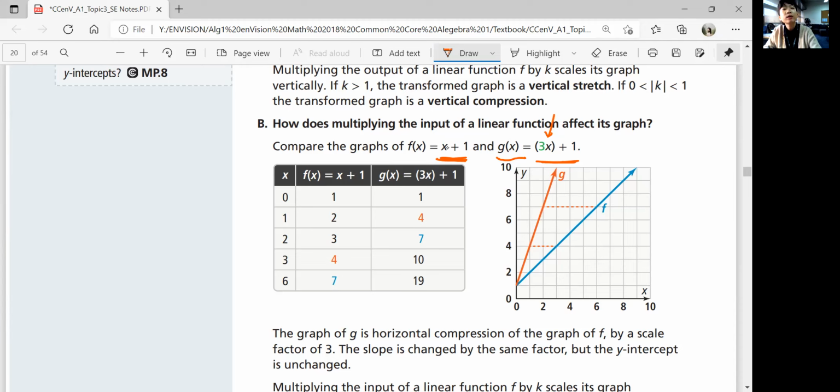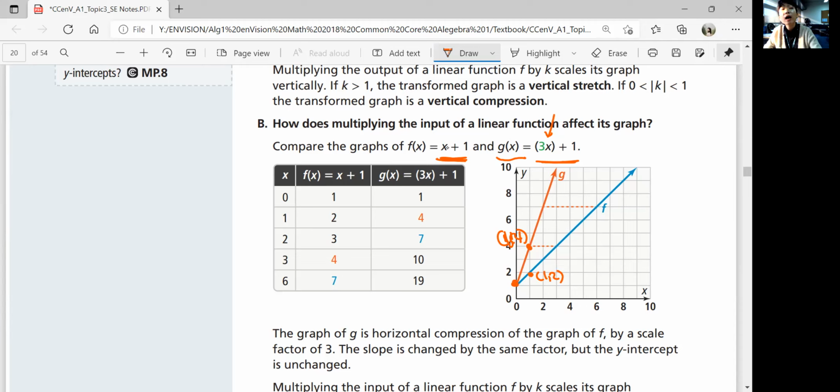Okay, when x is 0, f of x is 1. And g of x is also 1. They start at the same point. If x is 1, f of x would have 1, 2. G of x will have 1, 4. Okay. So it seems like the values get bigger, right? But we're not looking at the outputs. These are all outputs. What is the input, right?